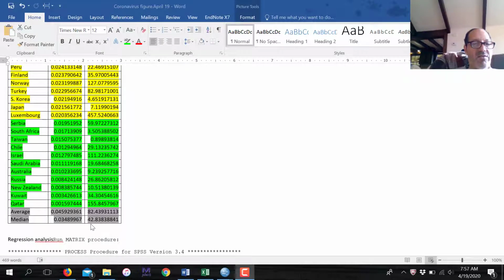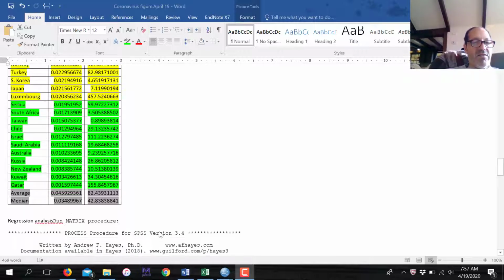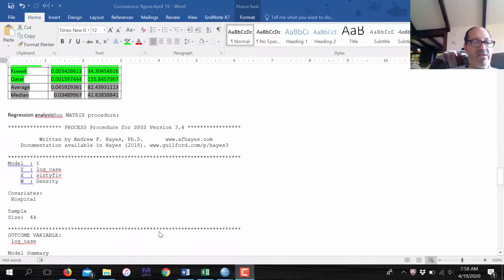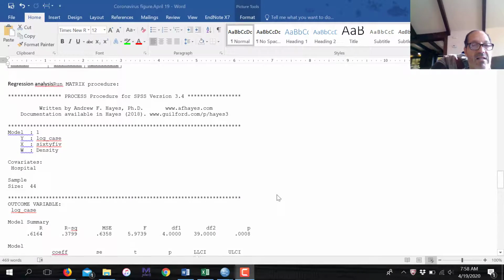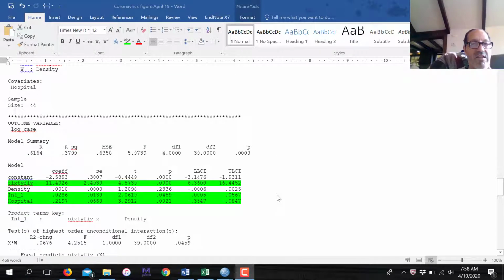It's about 42 per 100,000, and then in terms of case fatality, we're somewhere between 3 and 4, depending if you like the median or the mean. I'd still use the median, but 3% chance of dying, 3.5%. So I ran analyses to see if what I'm thinking is correct.